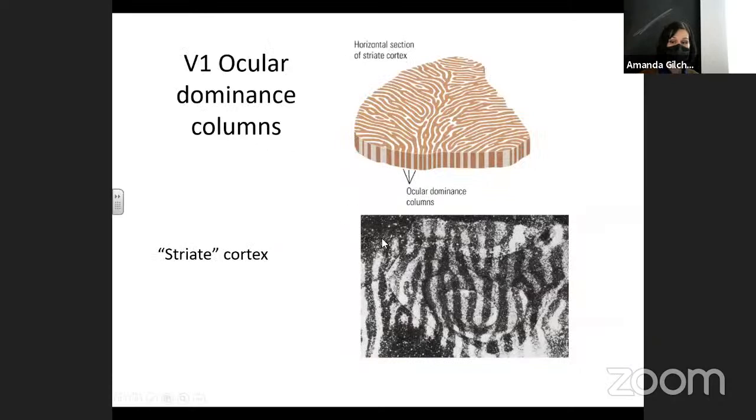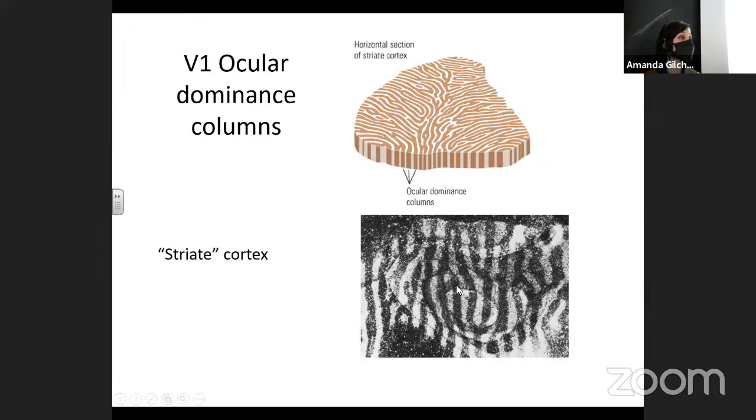Okay. So let's talk a little bit about those ocular dominance columns and the striate cortex. What you're looking at here is an image called an autoradiograph. This is really similar to an X-ray. You use a radioactive tracer to measure where the cells are active, like we do with a PET scan. We're looking at metabolic activity. This is from V1. The dark and the light stripes represent our ocular dominance columns.